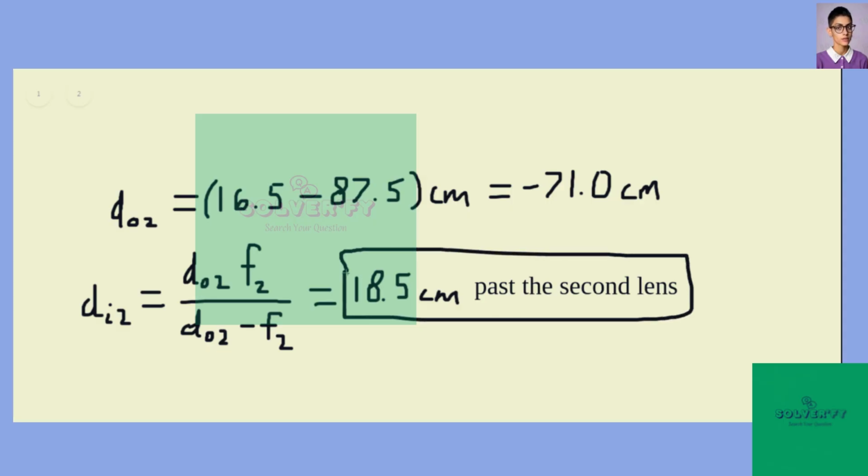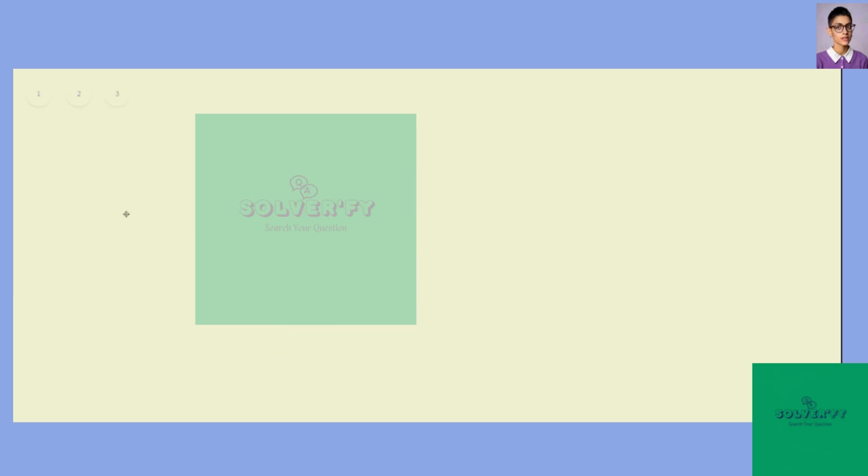Okay, now the second thing that we were asked to find is something we can use the total magnification for, right? Because we're asked to find the total magnification, we can use the fact that, and we'll start a new page for this, the total magnification, we'll just call this M, is equal to the magnification of the first multiplied by the magnification of the second.